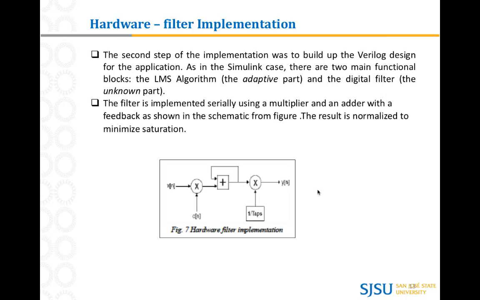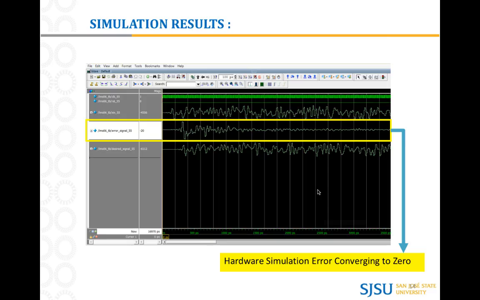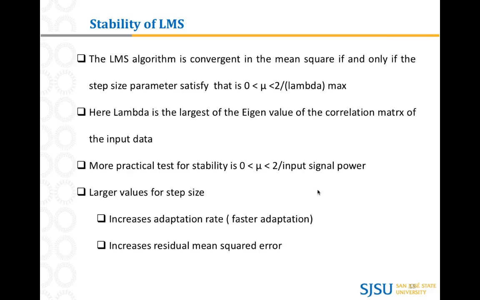In the hardware filter implementation, x of n and c of n go through an adder, then multiplying, then taps, giving an output. These are the simulation results of the hardware, where the error is converging to zero. This is our main aim, and I think we have achieved it in converging the error to zero. The first one is the input source, the second one is the output source, and the coefficients are shown here, and the error is shown converging to zero.